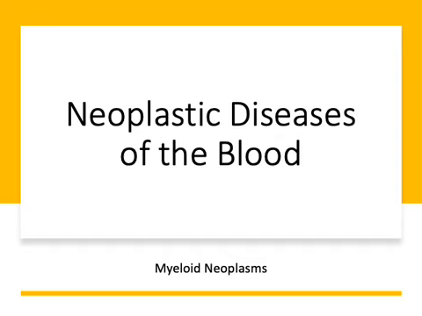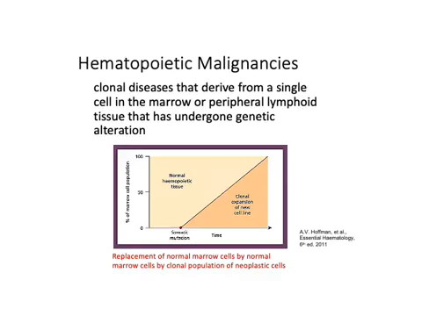Let us now move on to the neoplastic diseases of the blood. Hematologic malignancies are clonal diseases that derive from a single cell in the marrow or peripheral lymphoid tissues that has undergone genetic alteration. This abnormal clone of cells gains a proliferative advantage over the normal stem cells, and eventually they expand with a new cell line and overwhelm the normal hematopoietic tissues.